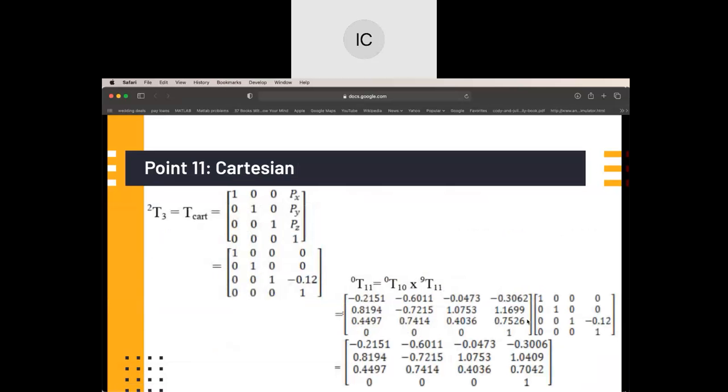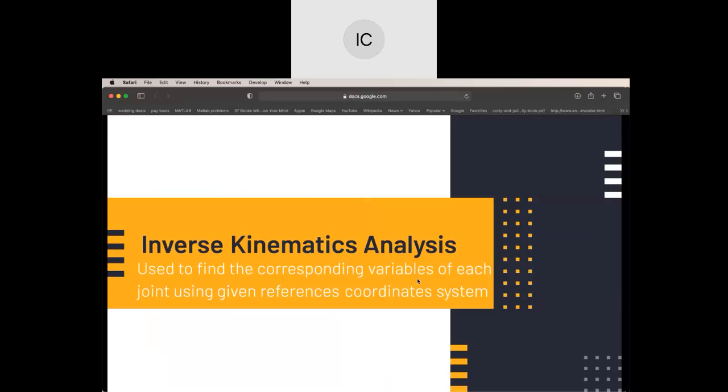And that brings us to our last point, which is the Cartesian transformation. And the movement here is 0.12 meters along the z-axis. So our next step is the inverse kinematics analysis.